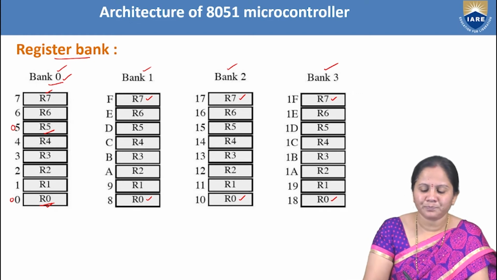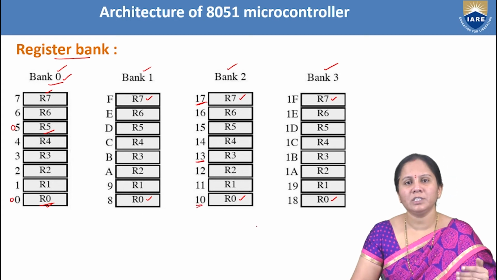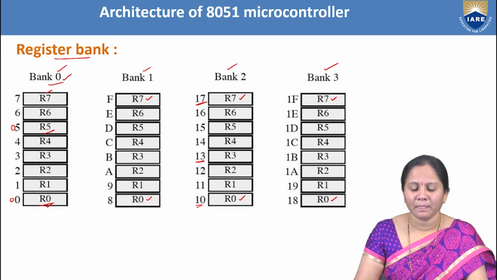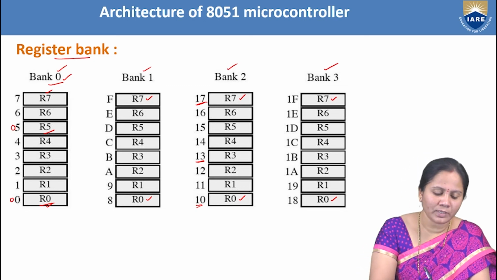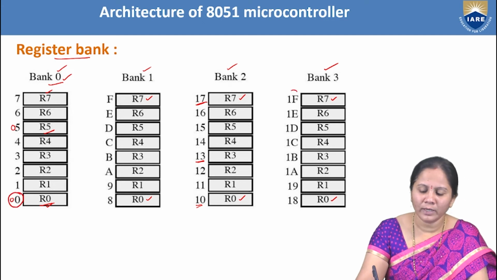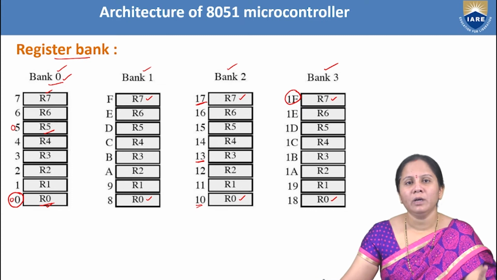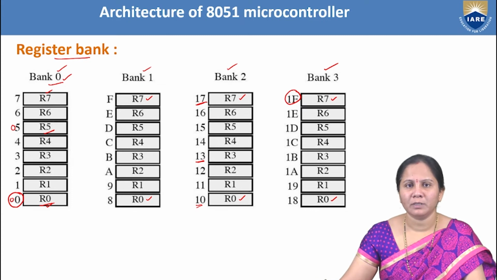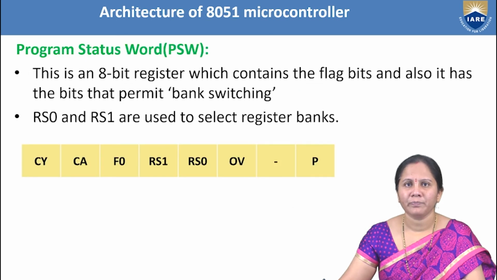So similarly, we have different addresses for each register related to the 4 banks. All the registers range from the address 00 to 1F maximum. At a time only one bank is accessible. How to access that bank? By using all these addresses of particular registers.